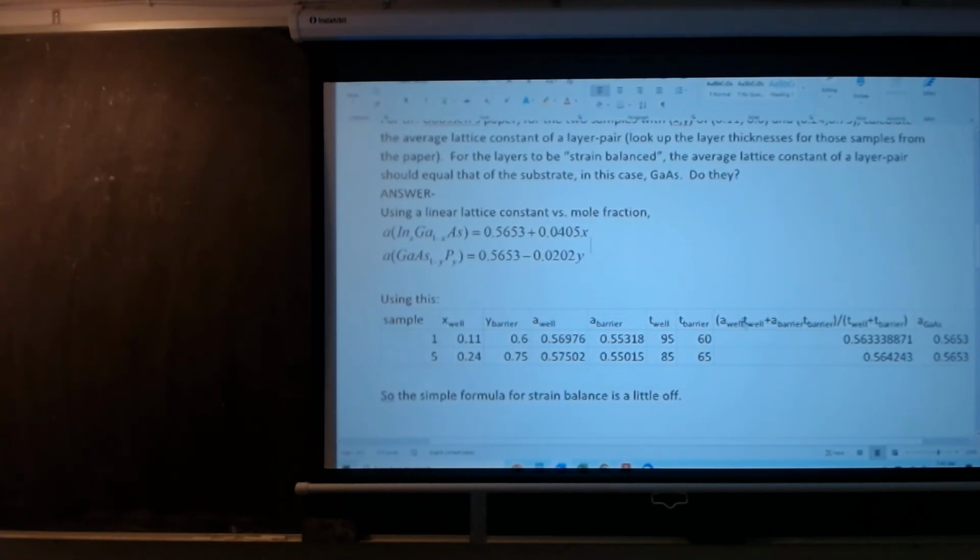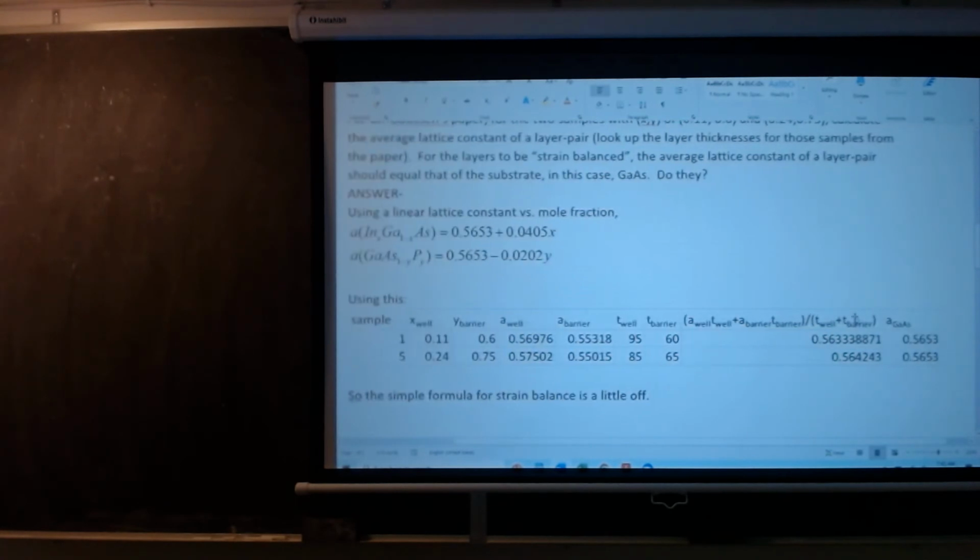So you take the lattice constant of the well times the thickness of the well, which you had to look up from the paper, plus the barrier times barrier, divided by the well plus barrier thickness. And you get these values here. Again, I did it in Excel, and you can see it's pretty close. The effective lattice constant of the pair for sample 1 was 0.5633 compared to the substrate's 0.5653. And for sample 5, 0.564 versus the substrate 0.5653.